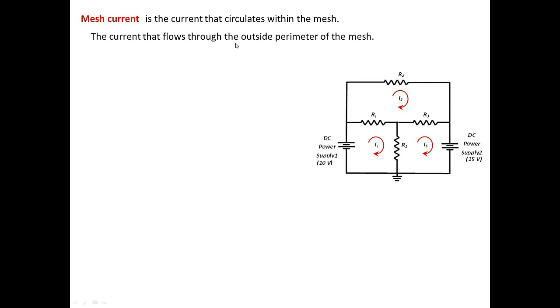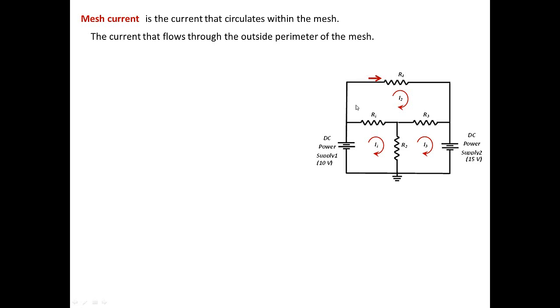So the current that flows through the outside perimeter of the mesh is the mesh current. For example, if we come to I2, we know that the current flowing through R4 is going to be I2. Keep in mind that the direction of the mesh current can be the same as the arrow of the circular mesh here, and it's the same current flowing on the outside perimeter.